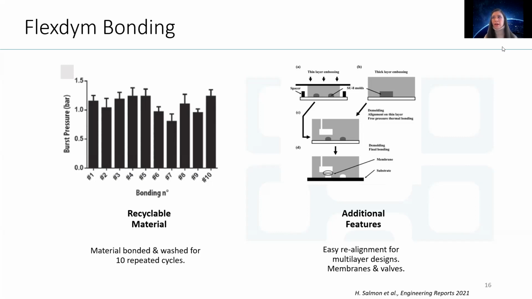And then another key feature of the Flexdym that essentially comes from its elastomeric nature is that it's also going to be a great material to use for valves, such as quake valves and membranes, because it's very elastomeric.